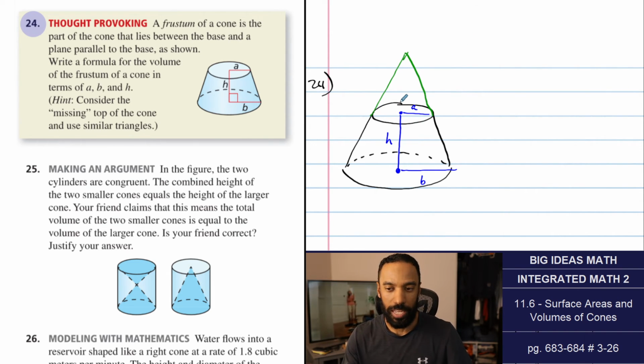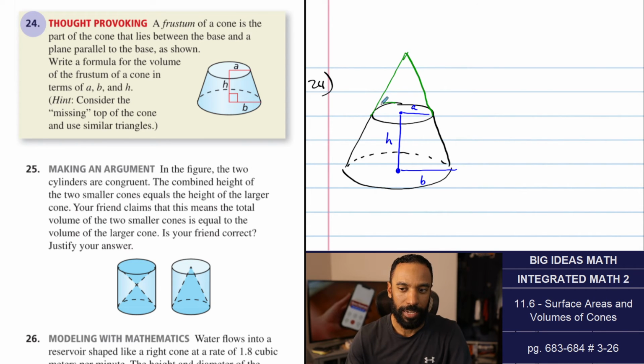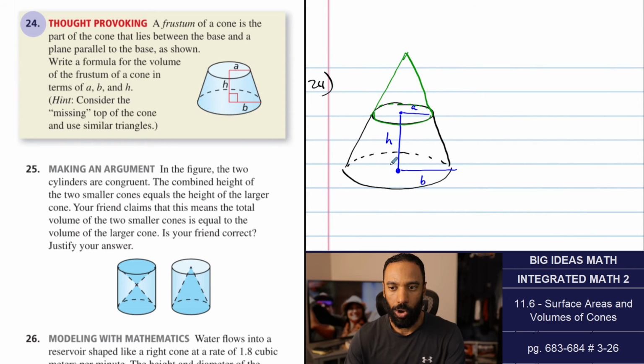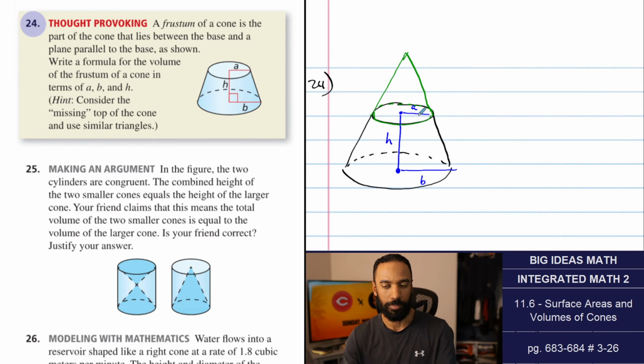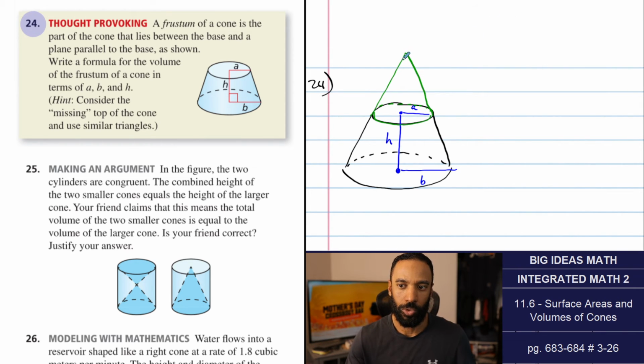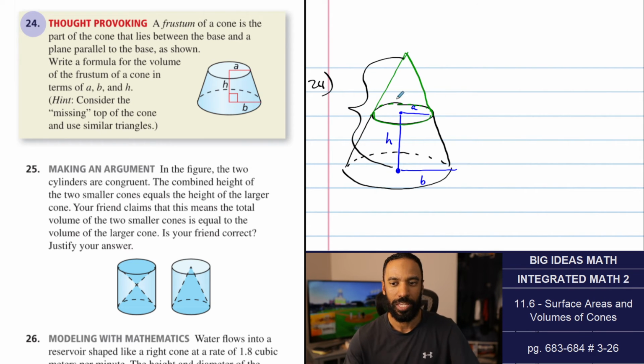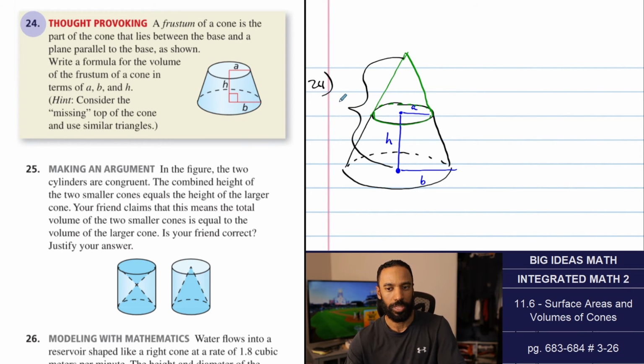So this is the incomplete part that's missing, but keep in mind, what's in green is basically a similar cone to what this whole other cone would be. If I subtract this small cone from the big cone here, then I get the frustum. But what I need to do is represent the height of the overall cone in terms of something else. And this is where I had trouble last time. It's going to be very easy this time.